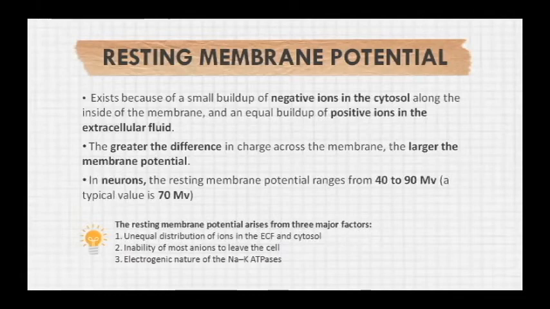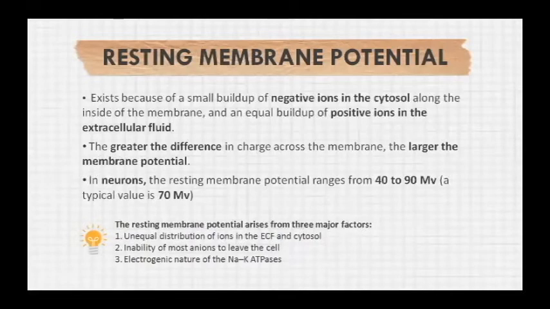The greater the difference in charge across the membrane is, the larger the membrane potential. So in neurons, the resting membrane potential ranges from negative 40 to negative 90 millivolts, in which a typical value is around negative 70 millivolts. So the resting membrane potential arises from three major factors: the unequal distribution of ions in the ECF and cytosol, the inability of most anions to leave the cell, and lastly the electrogenic nature of the sodium-potassium ATPases.